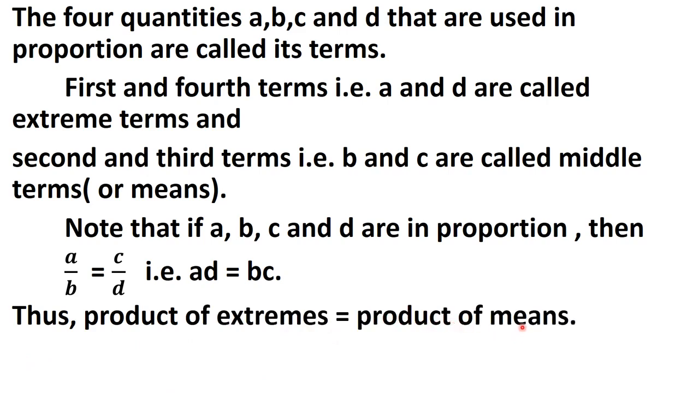What are extreme terms? That I have told you. The first and the fourth terms are known as extreme terms. And what are middle terms? Middle terms are B and C. A and D are called the extreme terms and B and C are called the middle terms. So the product is AD is equal to BC.